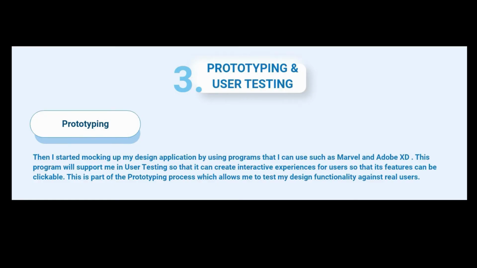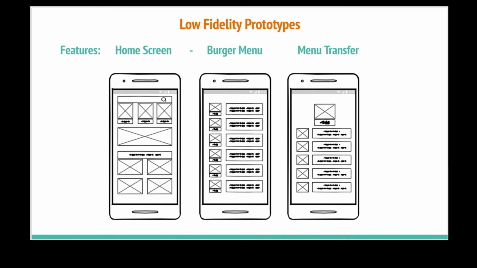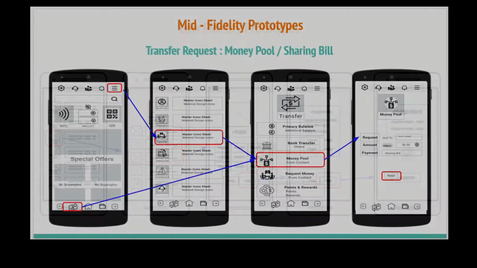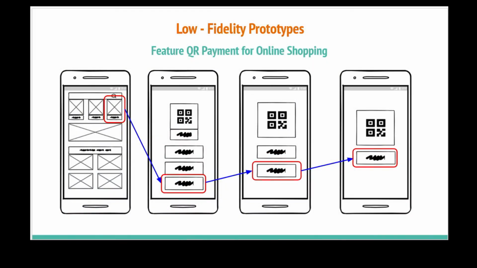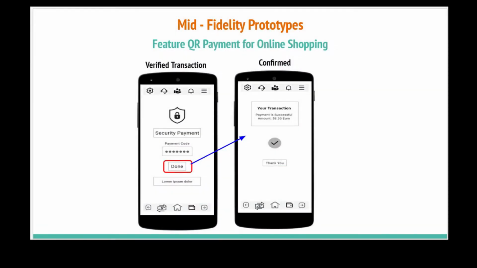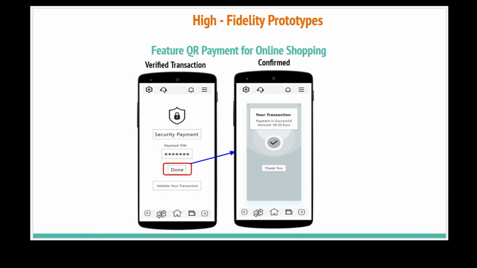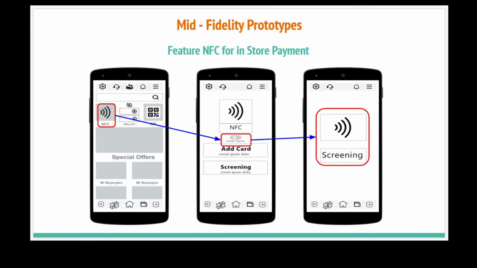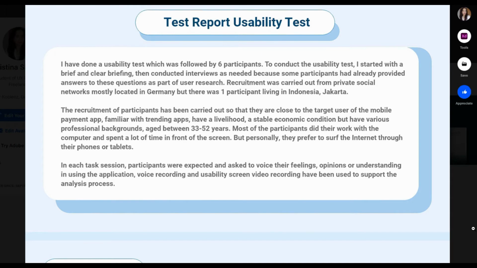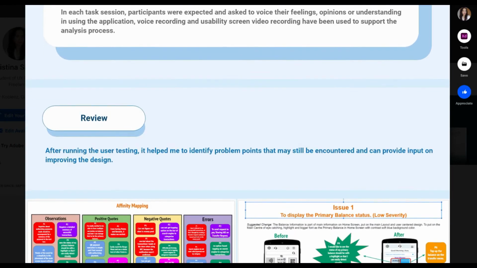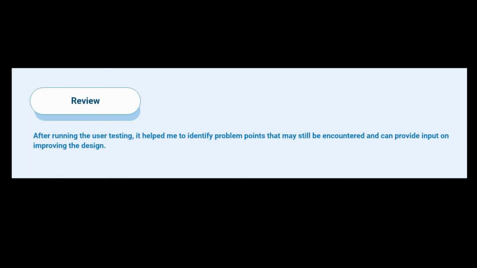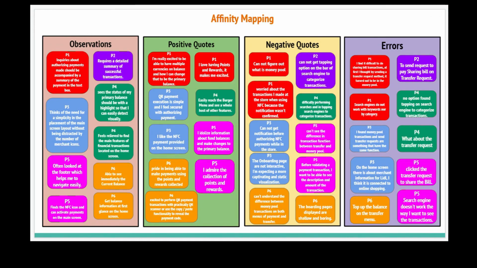Prototyping. Then I started mocking up my application design by using programs such as Adobe XD. This program will support me in user testing so that I can create interactive experiences for users, so that its features can be clickable. This is part of the prototyping process, which allows me to test my design functionality against real users. There are many aspects that need to be considered in inclusive design, starting from the placement of features in the layout, the navigation system that is easy to follow, the use of terminology that is easy to understand, and of course, the UI, user interface approach in design.